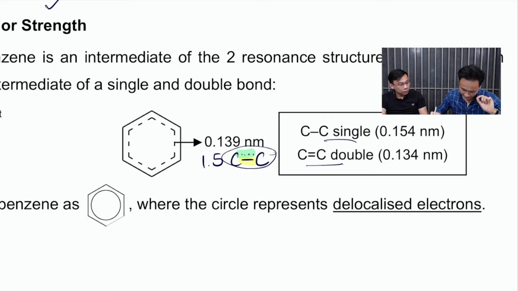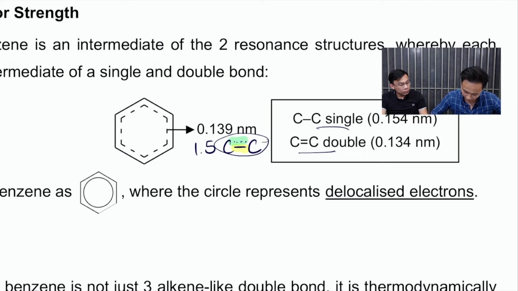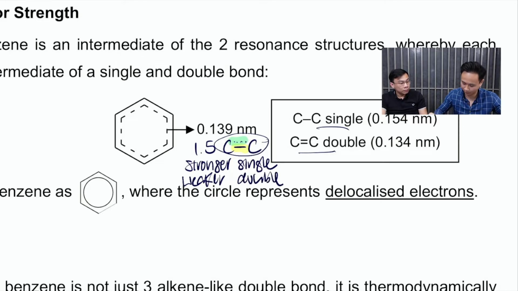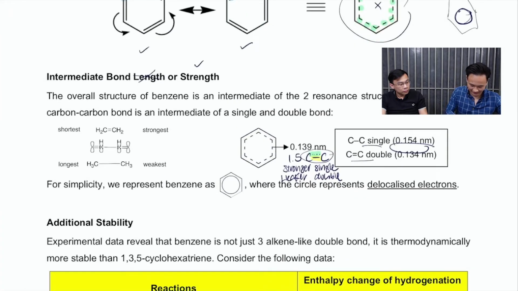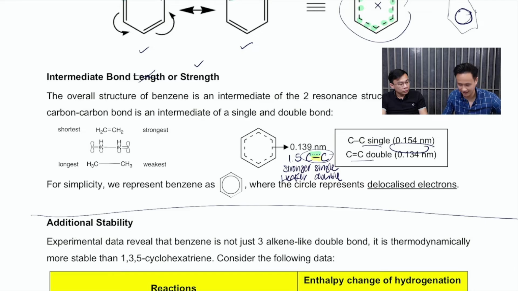So, here's the thing. Follow through with me. This 1.5 bond, it is stronger than a single bond and weaker than a double bond. Which means the bond length should be just in between both of them. And you can go and think about that. It's not difficult, okay, at all. And that's it. And we're going to talk about additional stability in a bit. Digest this before we move on to the next part.